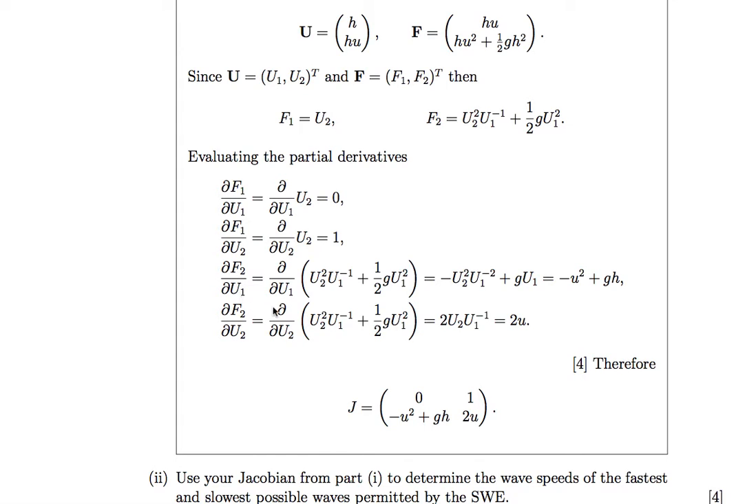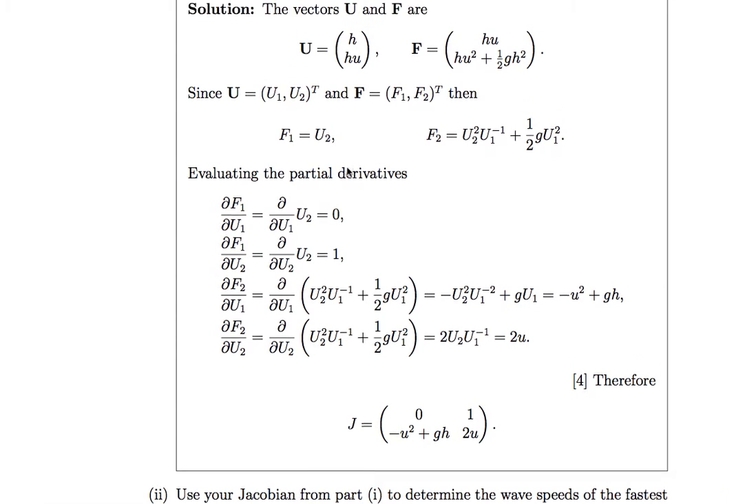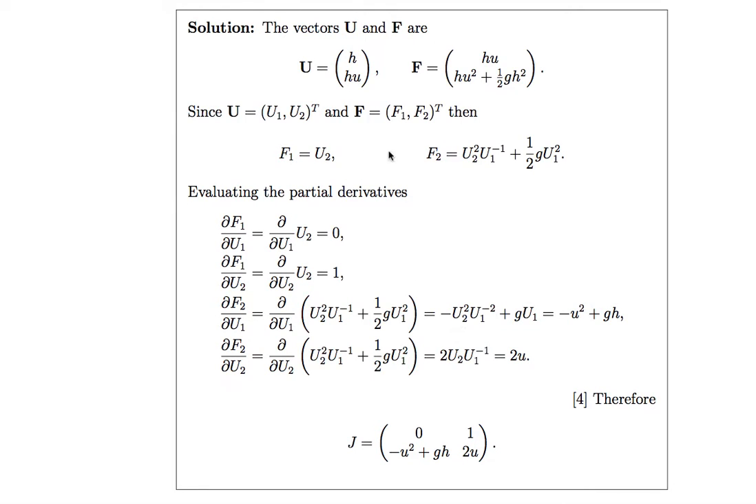Derivative of f2 with respect to u1. Okay, so there's our f2 with respect to u1. Okay, so usual partial differentiation technique. You just assume that any term which isn't u1 is a constant. Okay, so this gives us minus u2 squared times u1 to the power minus 2 plus g times u1. Well, u2 squared is h squared u squared divided by h squared just gives us minus u squared plus gh.